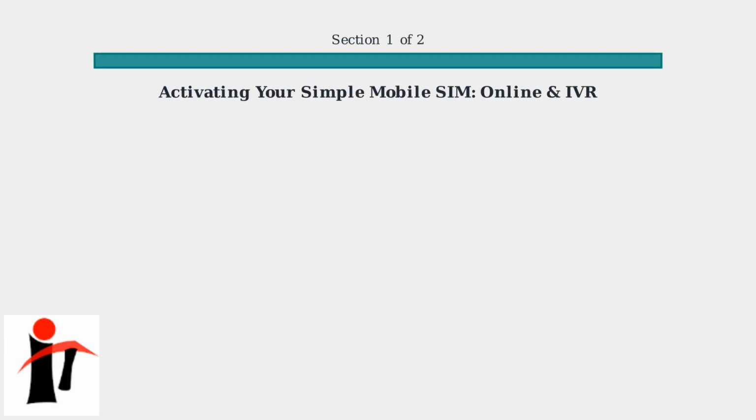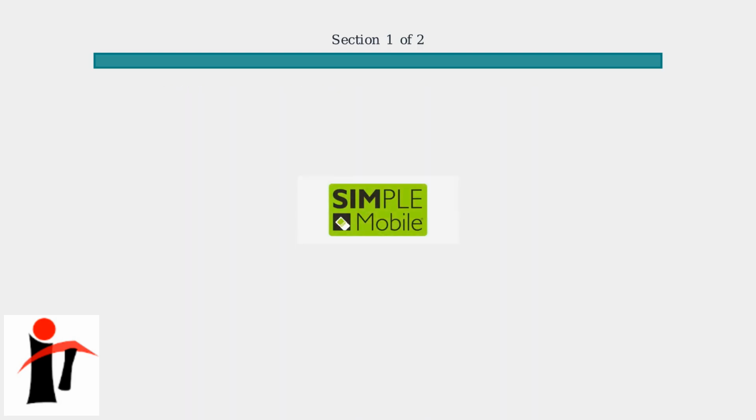Need to activate your Simple Mobile SIM card? It's easy. Simple Mobile, operating on Verizon and T-Mobile networks, offers a straightforward activation process. You can activate your SIM card either online or via their interactive voice response system.